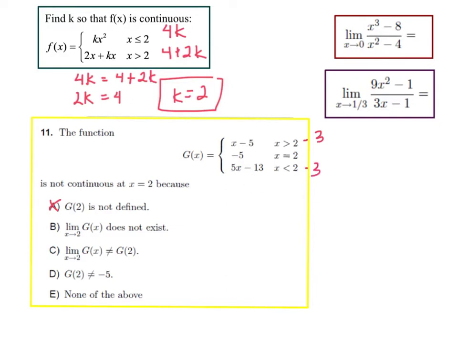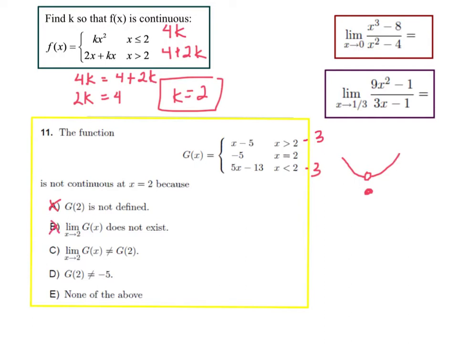Now, the fact that it's approaching negative 3 from both sides, but it doesn't happen to be defined there, it's defined as negative 5, just means it's doing something like this. Right? Where it's approaching a y value of negative 3 from both sides, but then defined as negative 5. But the limit exists. The limit's negative 3. So the limit does exist there.